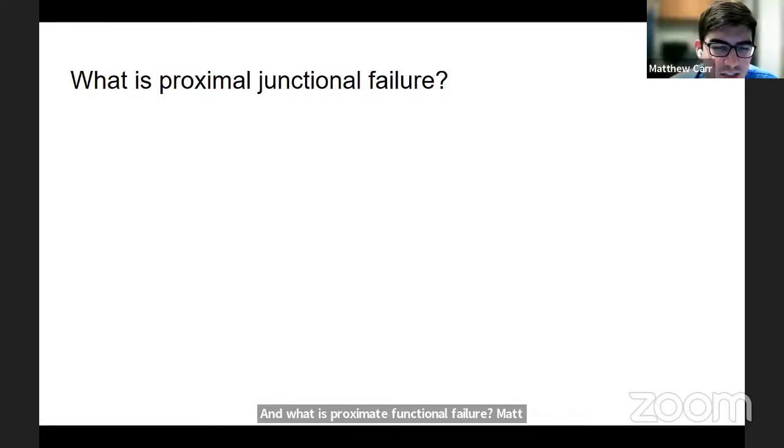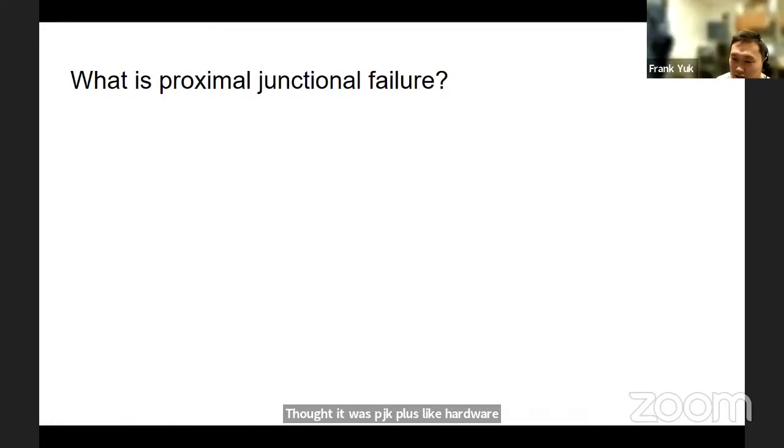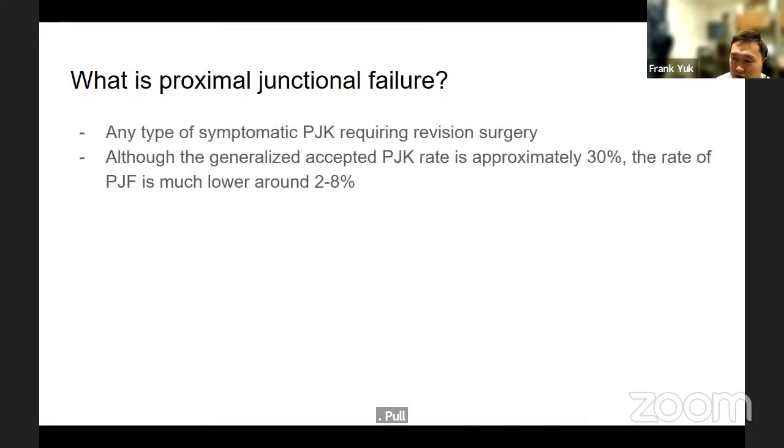I thought it was PJK plus hardware pullout. So hardware pullout can still be PJK. Proximal junctional failure is any type of symptomatic PJK requiring revision surgery. So if they go for surgery and they need revision, then it's considered a proximal junctional failure, because sometimes you can manage proximal junctional kyphosis conservatively and may not need surgery to repair it.